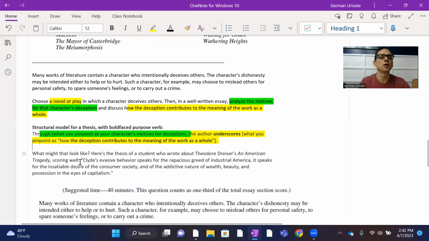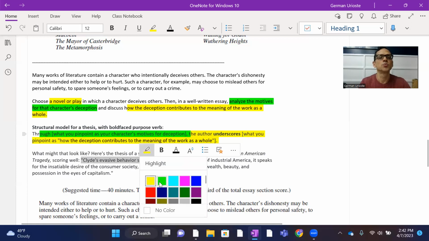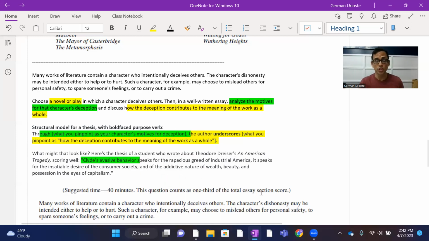So here, this first piece, the evasive behavior, is what will be looked at, right? And in the introduction, introductions don't have to be long, 3 or 4 sentences, the writer set up, here's the author and title I'm looking at. They gave a little bit of background on Clyde's evasive behavior. And so here they're just saying, okay, this character's evasive behavior does what? This is the thematic claim. Speaks for the rapacious greed of industrial America, for the insatiable desire of the consumer society, and of the addictive nature of wealth, beauty, and possession in the eyes of capitalism.